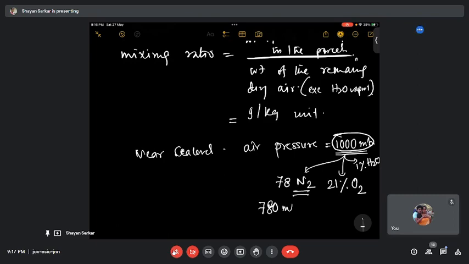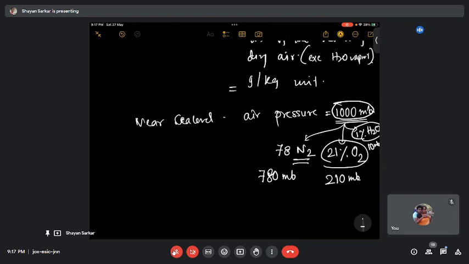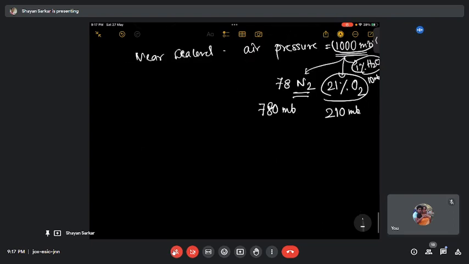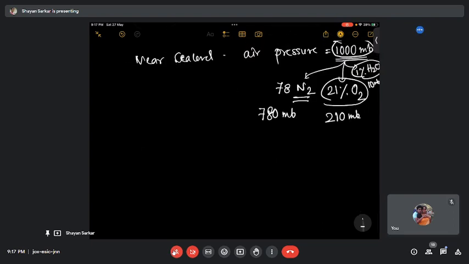So this partial pressure of the water vapor is called the actual vapor pressure. In general, actual vapor pressure is 10 millibar.